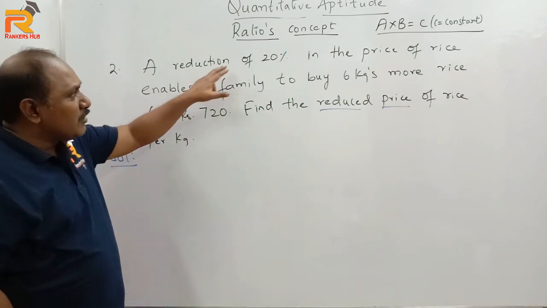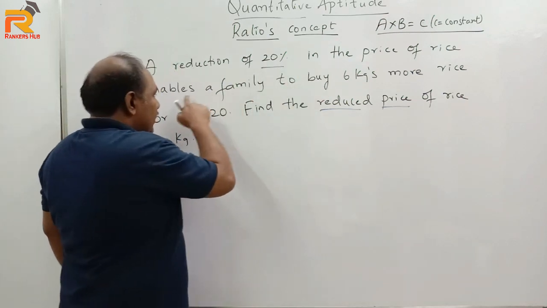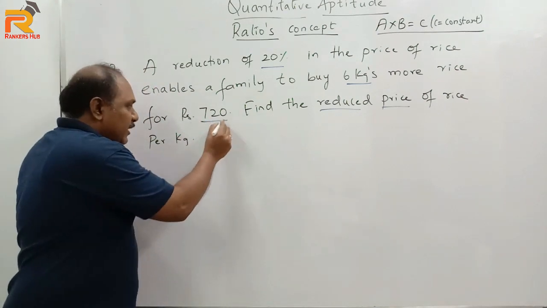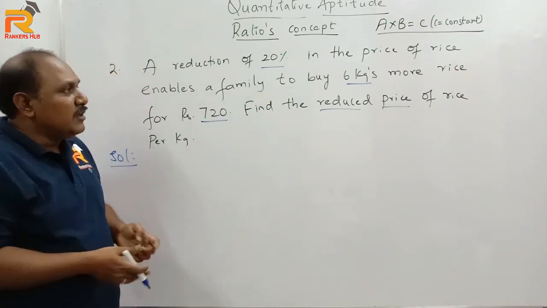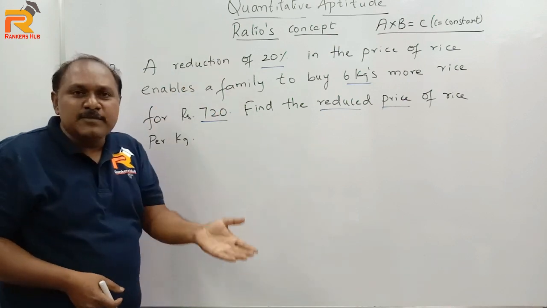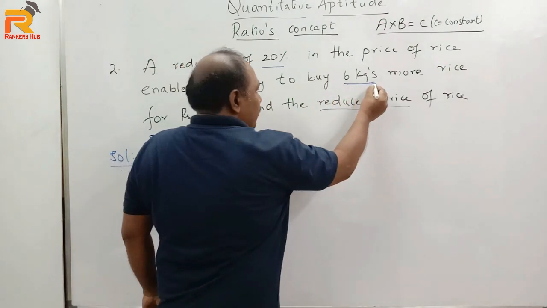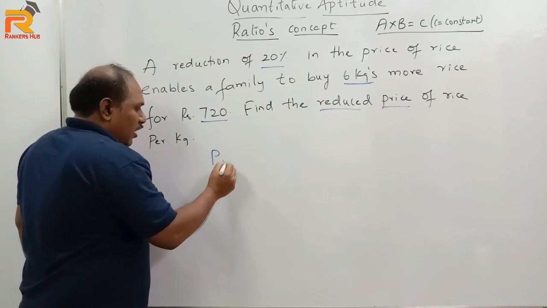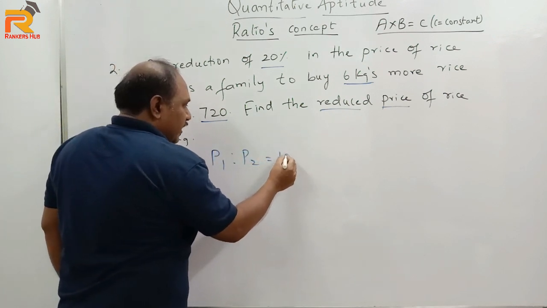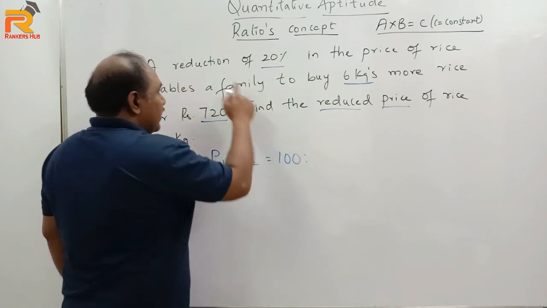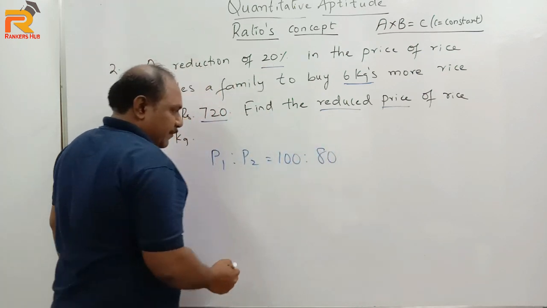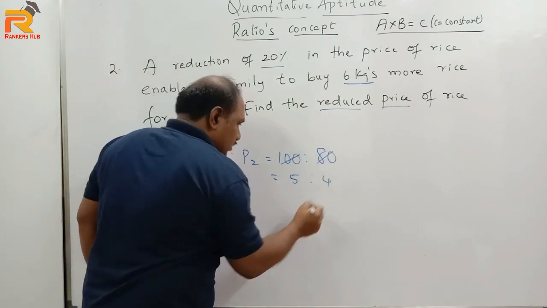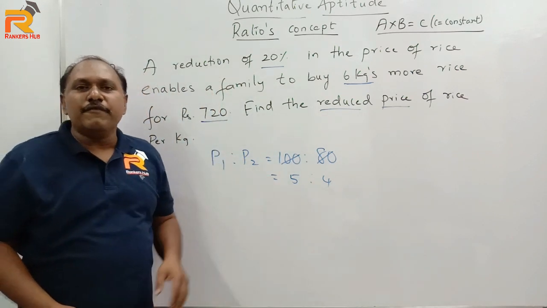Now here he is saying that because of this reduction of 20% in the price, the family is able to buy 6 kilograms more. So here once again expenditure is same, 720, it's constant. So when price decreases, consumption will increase. So that's why the family is able to buy 6 kilograms more. Now let's see how to answer this by ratios. Now assume the initial price of rice per kilogram is 100. Now this is reduced by 20%. So it becomes 80. So what is the ratio in the prices? 20s are 5, 20s are 4. So prices are in the ratio of 5 is to 4.